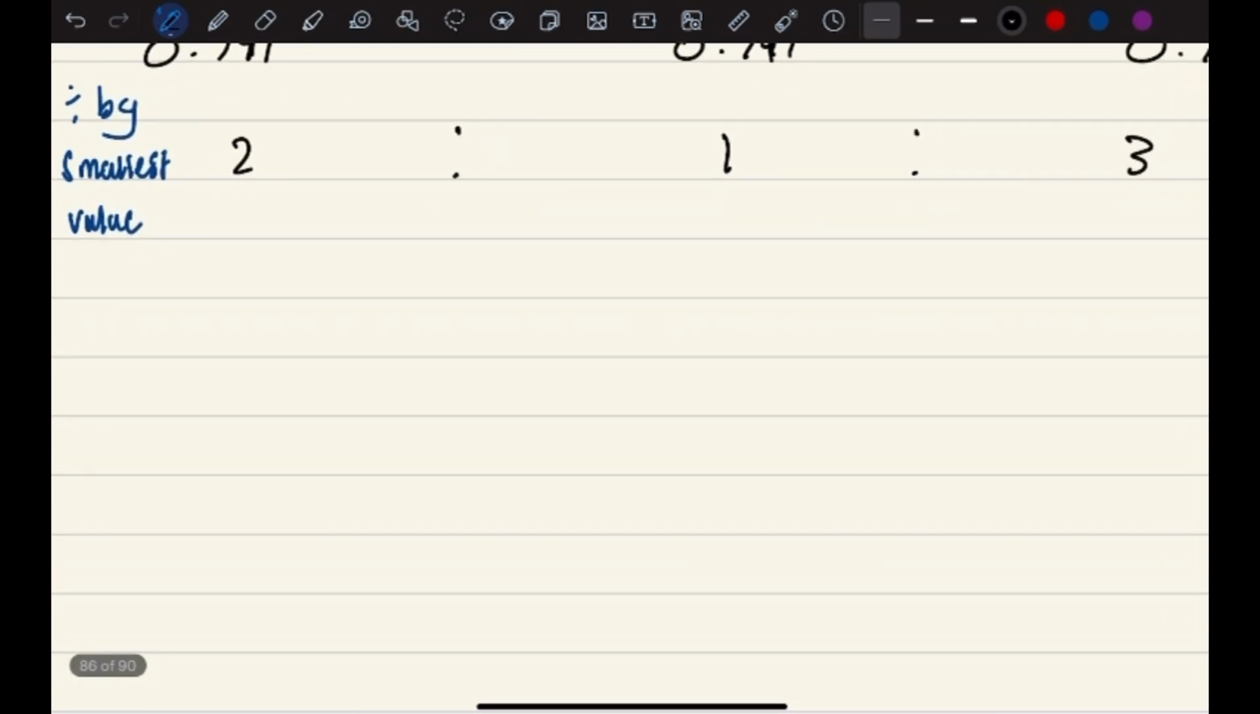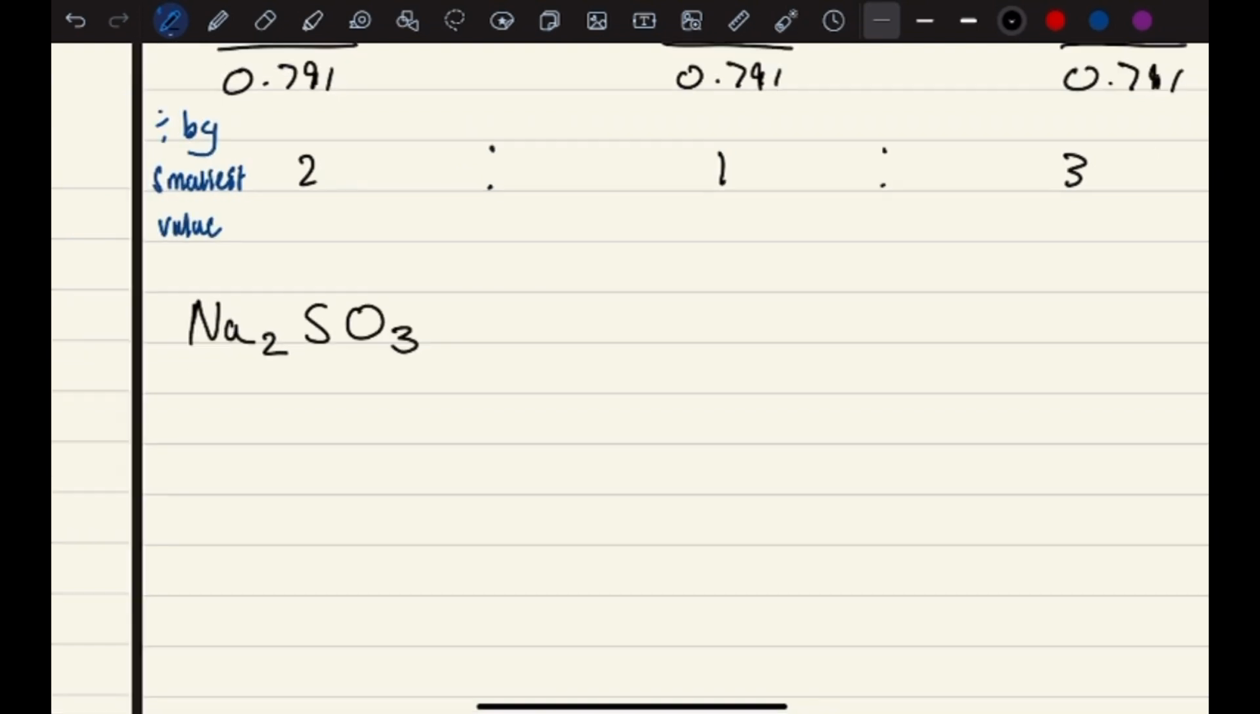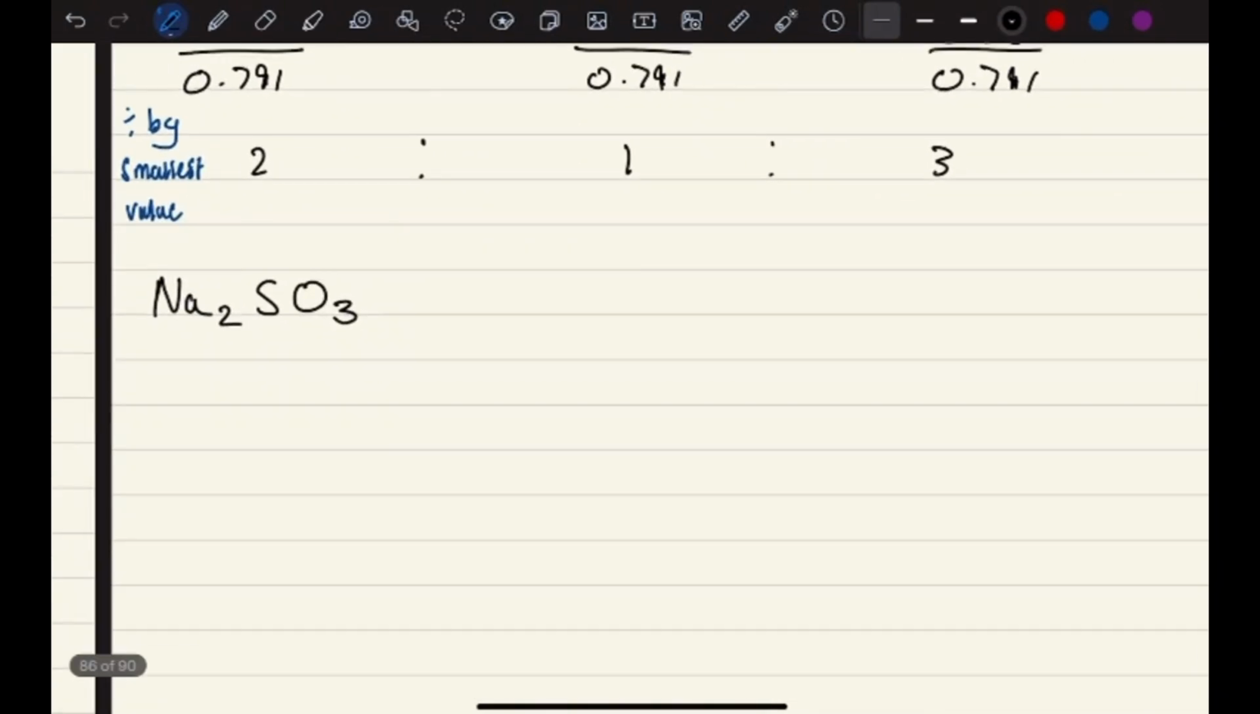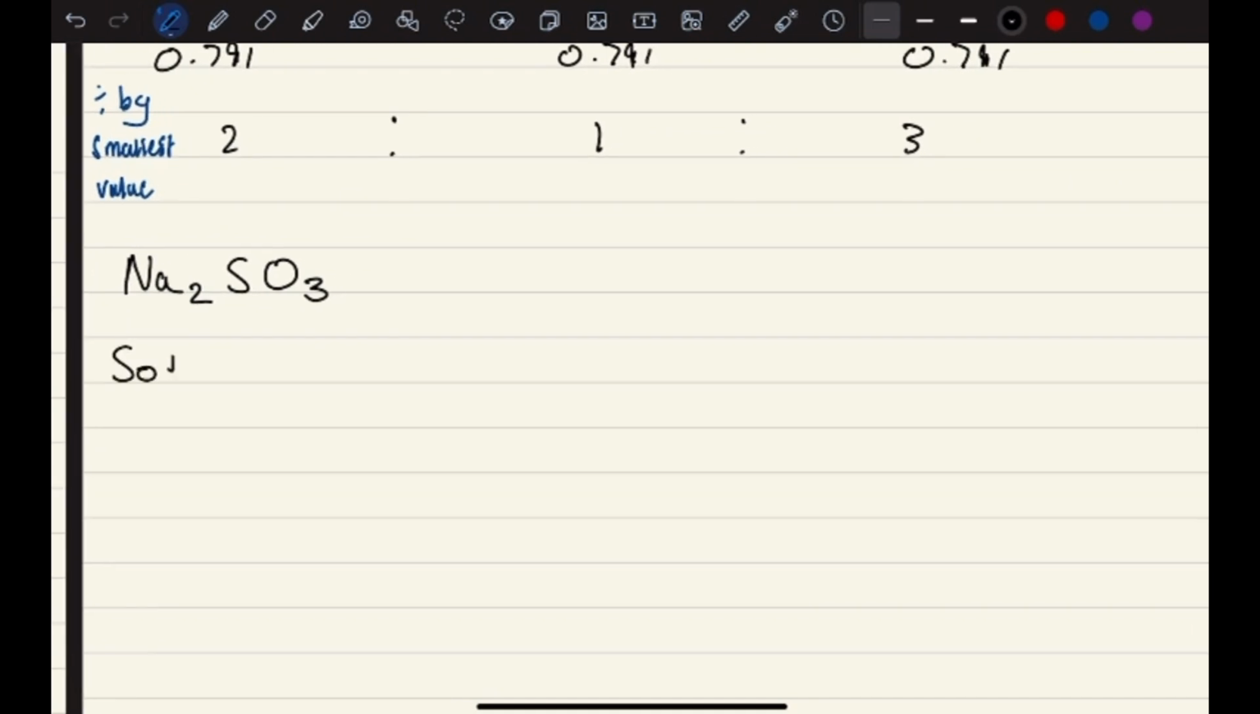So that will help us to our empirical formula as Na2, just 1 sulfur, and then 3 oxygens. I hope that worked example makes sense as to how we're going to find the empirical formula. And this compound, if they ask you to name it, it's called sodium sulfite.